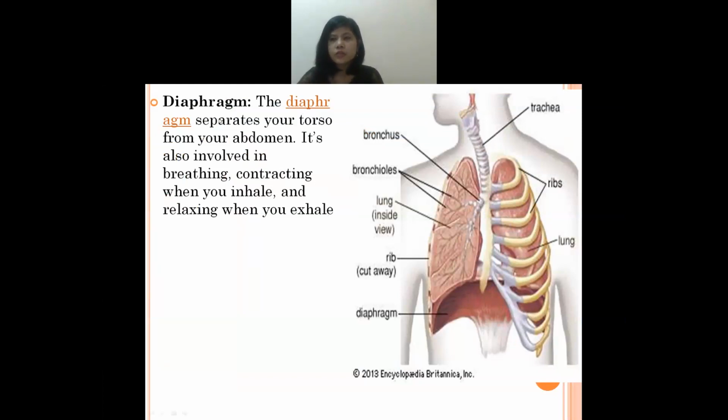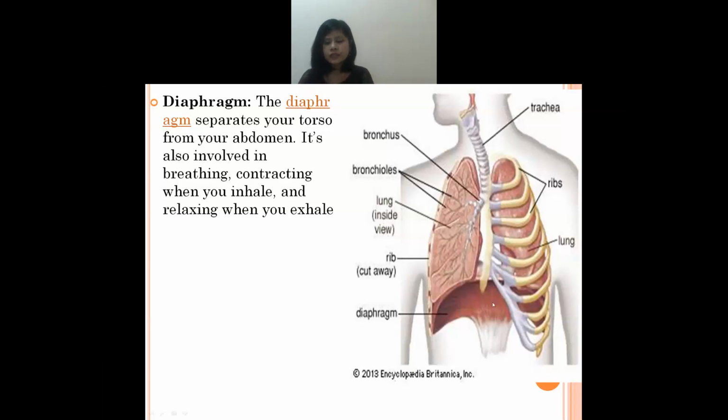Where does the diaphragm lie? It lies here. It separates your torso from your abdomen. Torso means your trunk area, this area. Your abdomen is this side, the down side. The diaphragm separates your torso and your abdomen, and it lies in the middle.